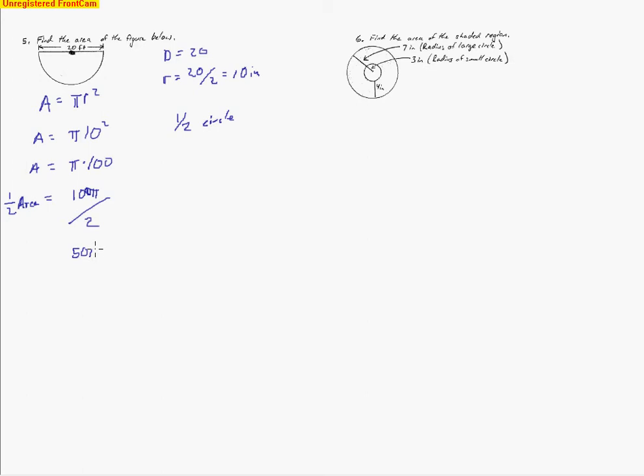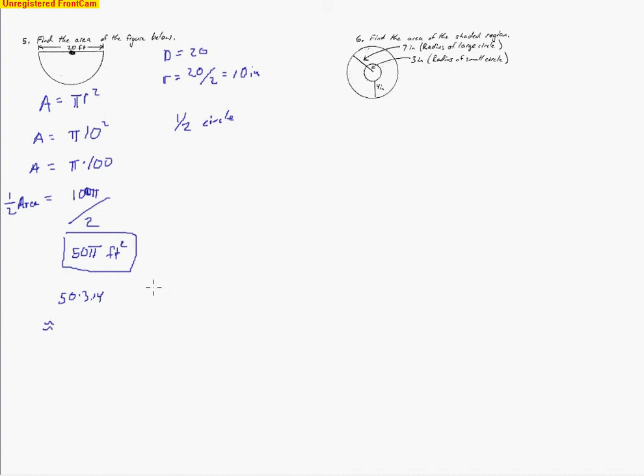See, this is a reason why I like to leave it in terms of pi, because it was easier to divide 100 by 2 than it is to divide 100 times pi and then divide that by 2. So now this is my exact answer, feet squared. So now I want to find the approximate. So I'm going to do 50 times 3.14 for my approximate answer.